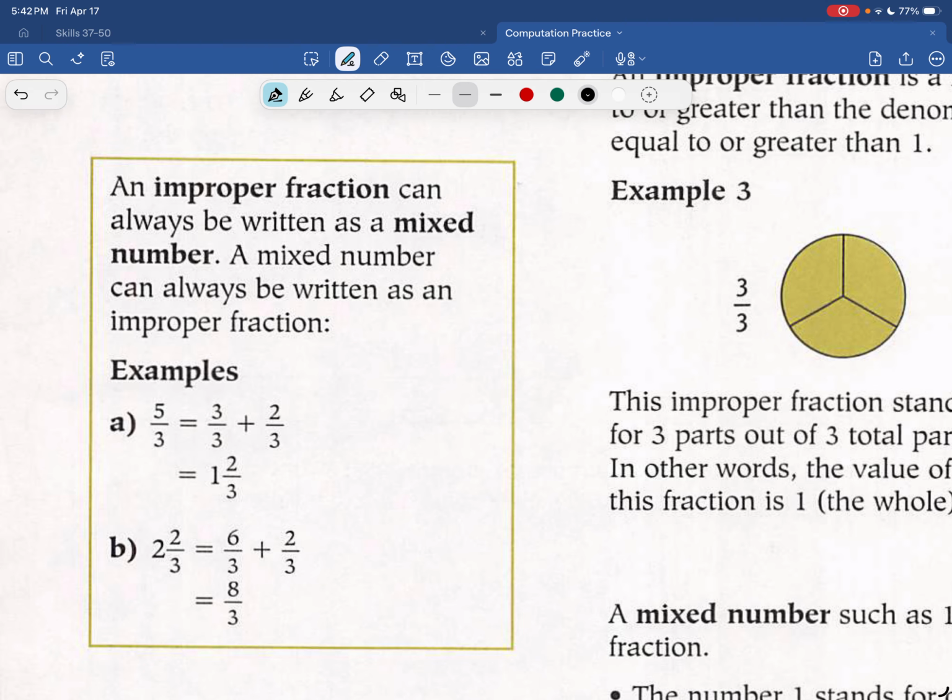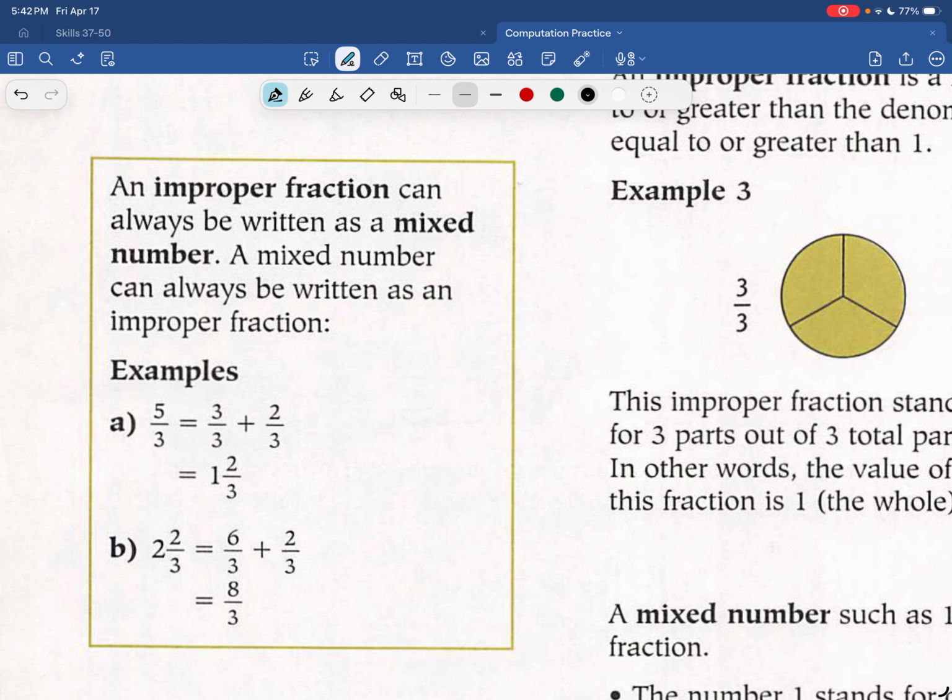An improper fraction can always be written as a mixed number, and a mixed number can always be written as an improper fraction. I used to think of these as being twins. They don't look the same, but they are the same. Identical twins have the same DNA. They're exactly the same person in one sense, but they don't necessarily look exactly the same. Most parents, even though twins are identical, can tell them apart by some feature.